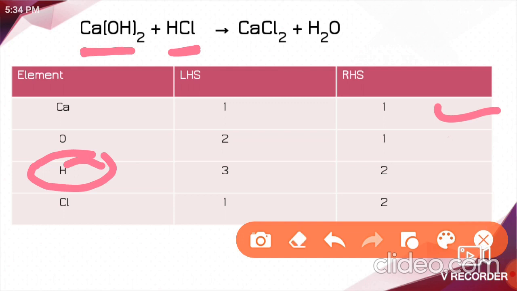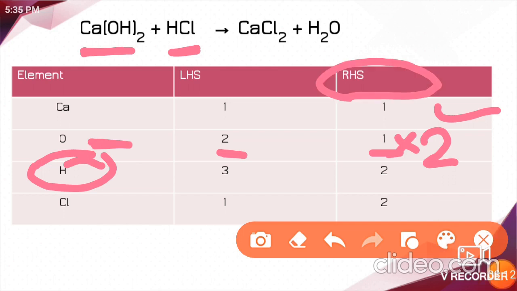Here in the reactant side 2 oxygen atoms are present, but in the product side 1 oxygen atom is present. I will try to make these two equal. How can I make this equal? Simply by the multiplication method. Here I will multiply by 2. Okay, then what will happen? In the reactant side also 2, in the product side also 2.